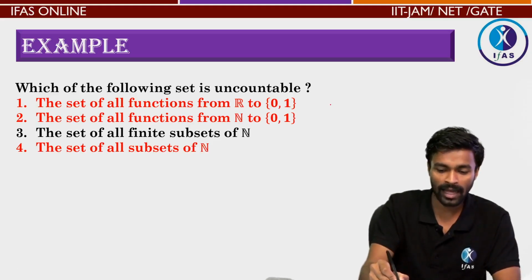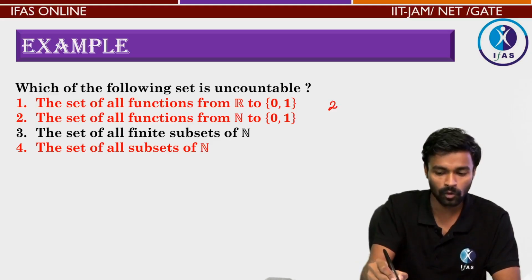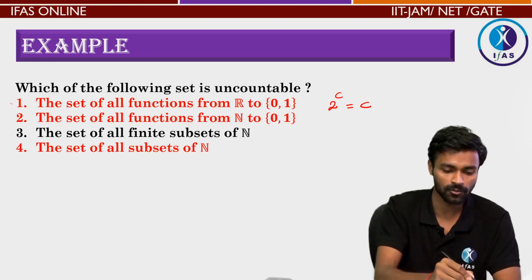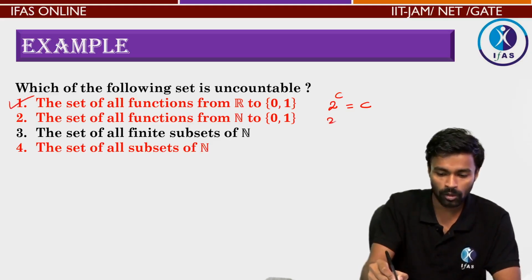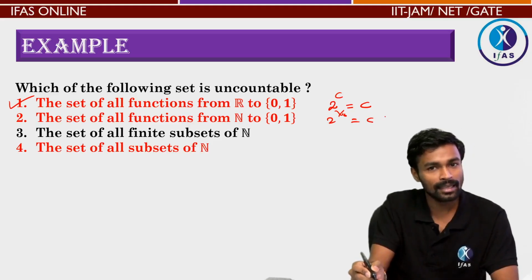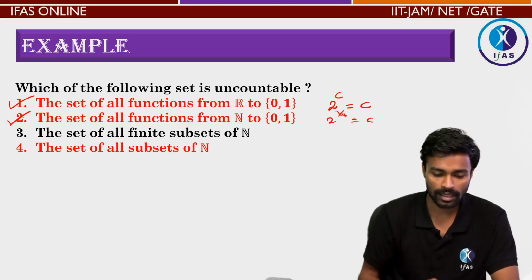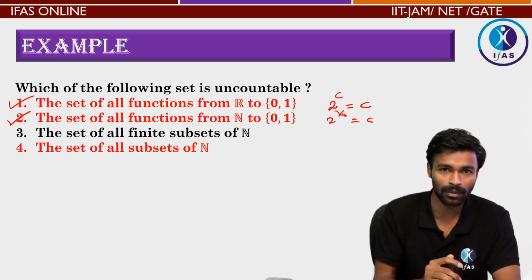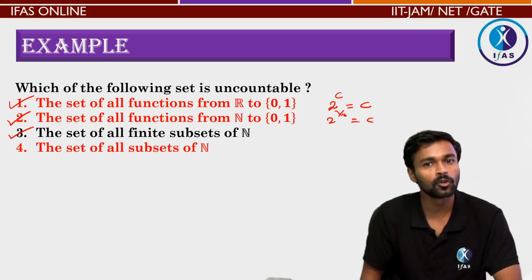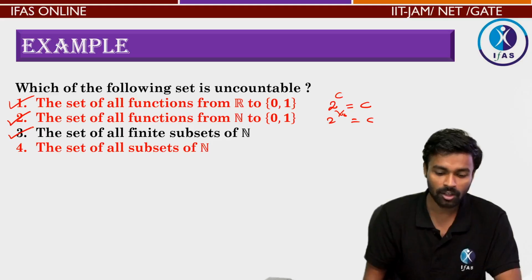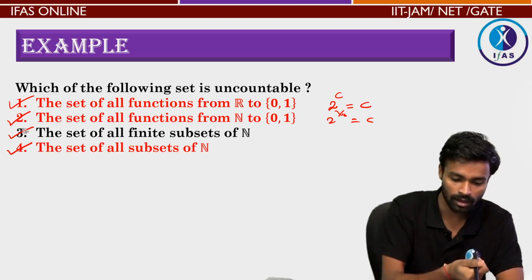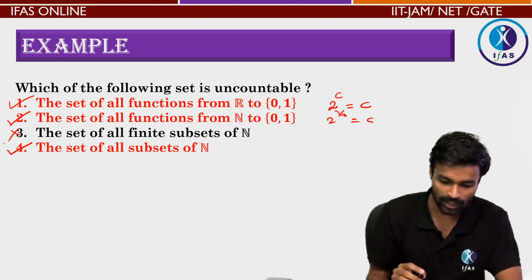The next one, which of the following sets is uncountable? The first one I can directly say that this is the cardinality of 2, the cardinality of {0,1}; the cardinality of R is 2 to the power Aleph naught, which is c, so the first one is an uncountable set. Again 2 to the power Aleph naught is again c, that is again an uncountable set. Now the set of all finite subsets of N is a countable set; we have seen this property, that if we take finite sets, the set becomes countable. The set of all subsets of N is again uncountable, we have seen that this is uncountable.